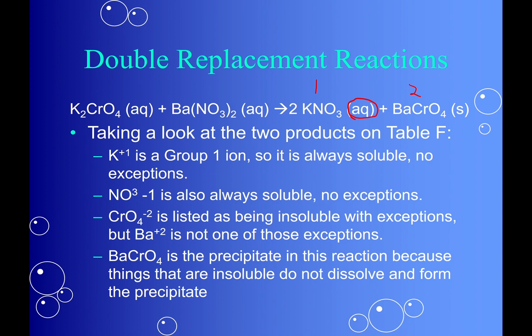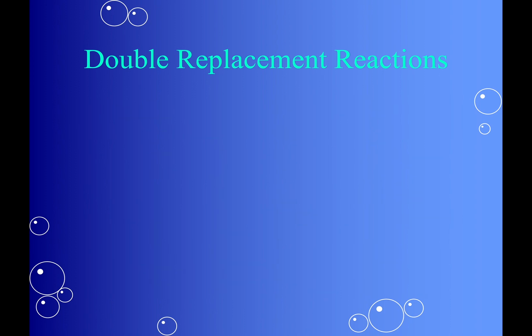Chromate is listed as being insoluble with exceptions, but barium is not one of the exceptions. So barium does not make chromate soluble, so therefore barium chromate is going to be insoluble and does not dissolve, and that will form our precipitate and get our solid designation.